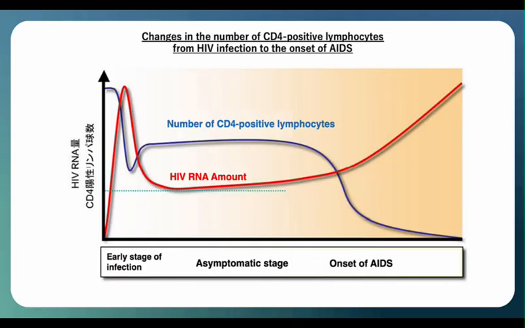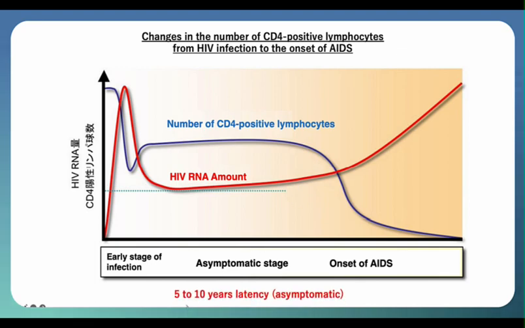This figure summarizes the changes in the number of CD4+ lymphocytes from HIV infection to the onset of AIDS. Immediately after HIV infection, the number of CD4+ lymphocytes initially decreases, but is then maintained at a certain level. This period lasts from 5 to 10 years, and in some cases up to 20 years. During this period, no obvious symptoms appear, so it is called the asymptomatic period.